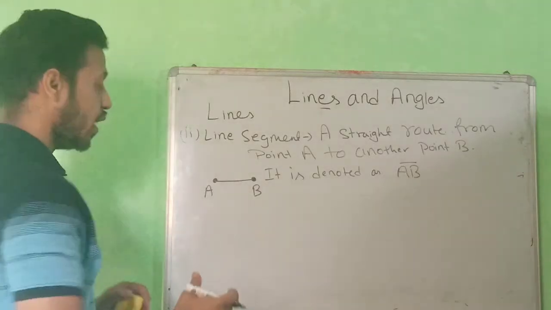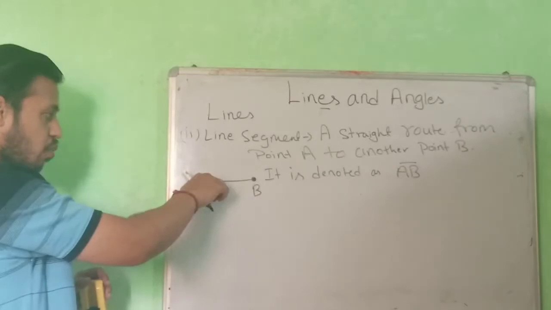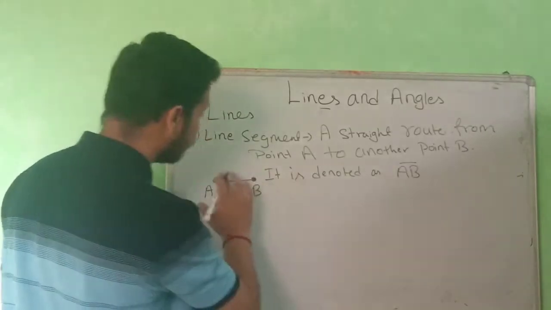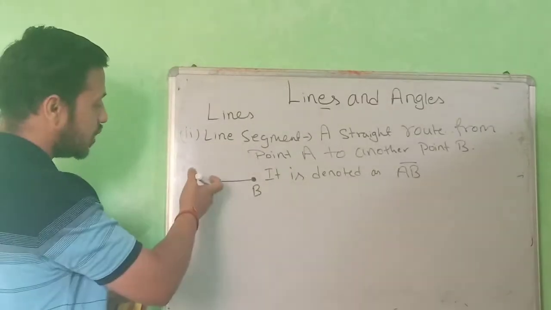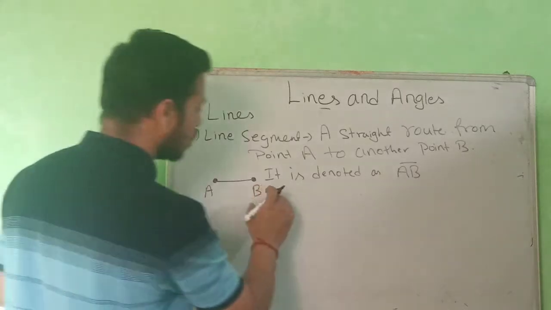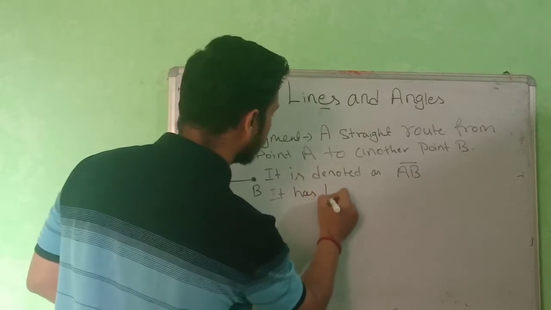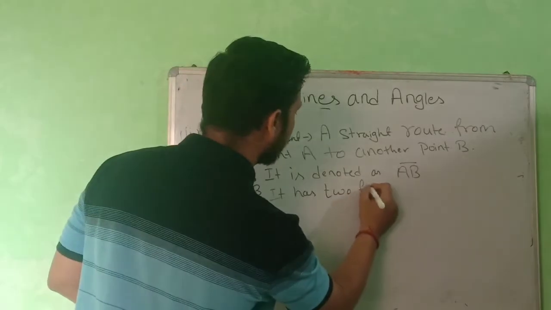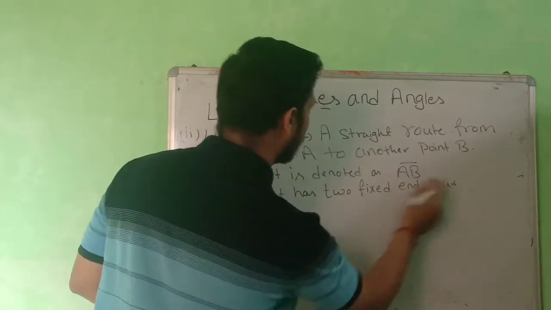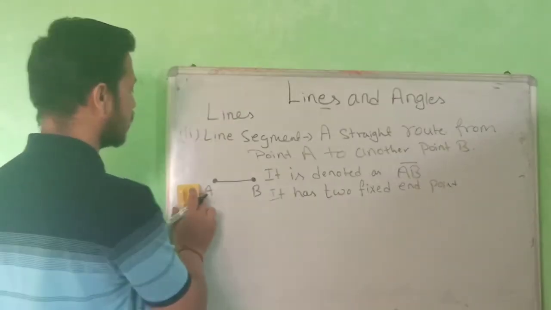And one more thing, it has two fixed endpoints. This means that this point will not extend here and this point will not extend here. If we extend these points, we will give this another name. It has two fixed endpoints, or we can say it has two endpoints.